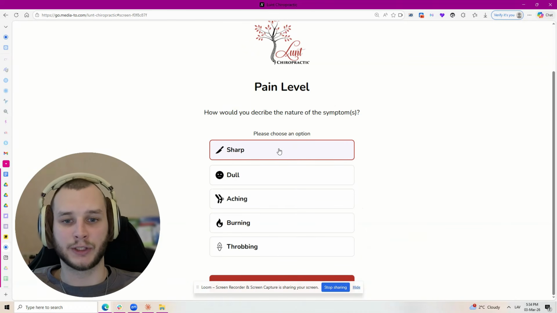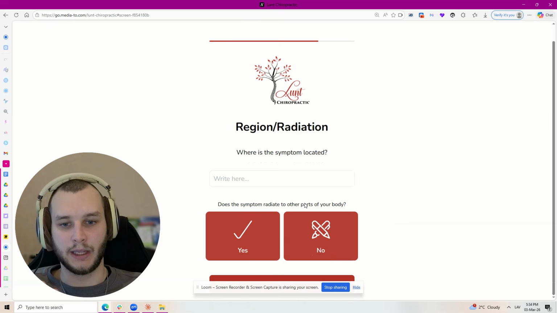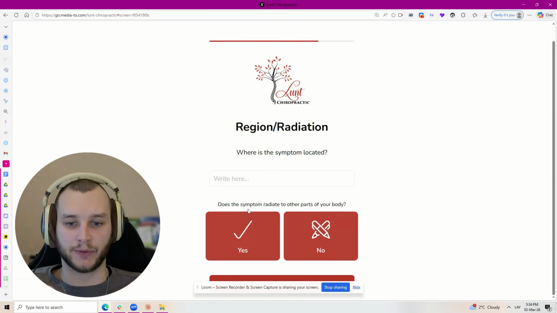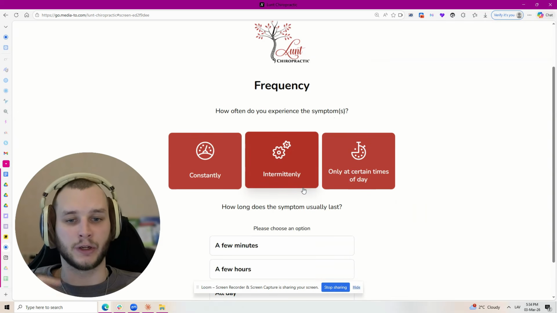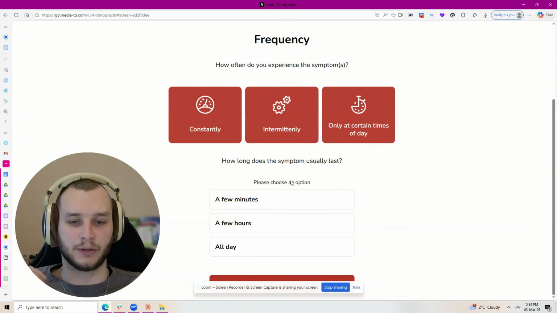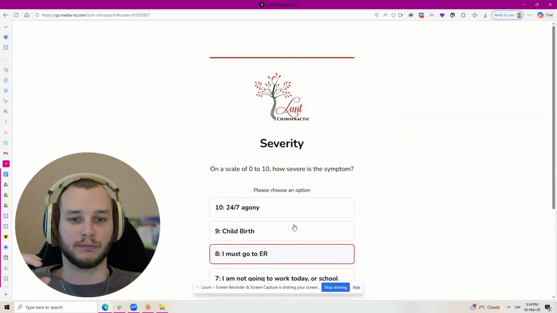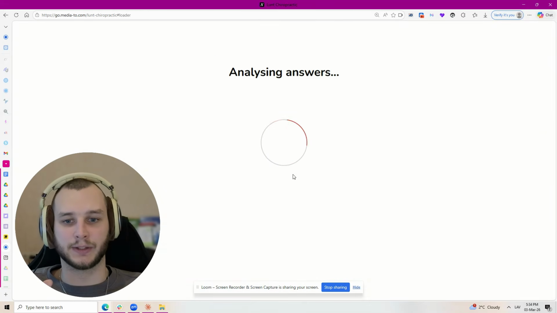Like, how would you describe the nature of the symptom? Where is the symptom located? Does it radiate to other parts of your body? And so on. How often do you experience the symptoms? How long do the symptoms last? A few minutes, hours? Is the pain constant? And what's the severity of the symptoms?